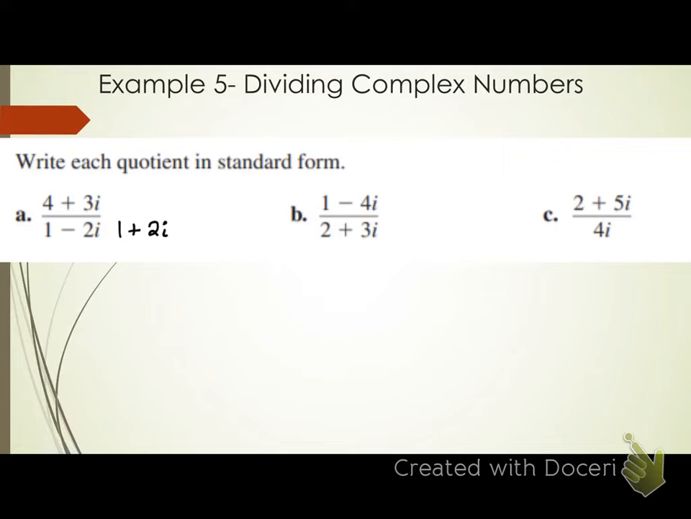Whatever I do to the denominator of a fraction, I've got to do to the numerator, the top, to keep it equivalent. Because anything divided by itself is 1, right? So here I'm multiplying by 1 plus 2i over 1 plus 2i. So I'm essentially multiplying this complex number by 1. That's a special form of 1 though. Does everyone see that?